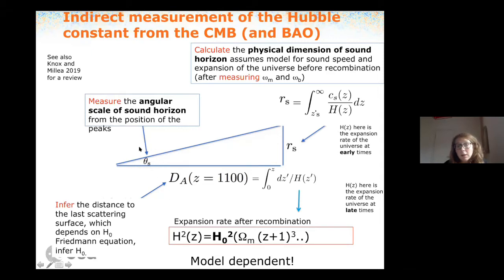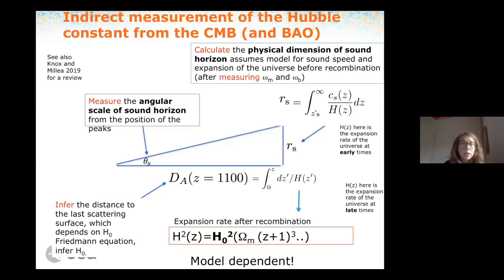Now, if you measure an angular scale, then in order to know the distance, you need to know the physical dimension of this angle, which in this case is the physical dimension of the sound horizon. The CMB is able to infer this quantity, assuming a model, for example, the lambda CDM model, under which this quantity is just the integral from the beginning of time till decoupling of the sound speed divided by the expansion rate of the universe. And so the CMB gives you this r_s, and then once you have r_s and theta, you can infer the distance to the last scattering surface for the CMB, or for BAO at the redshift where you have the BAO measurement.